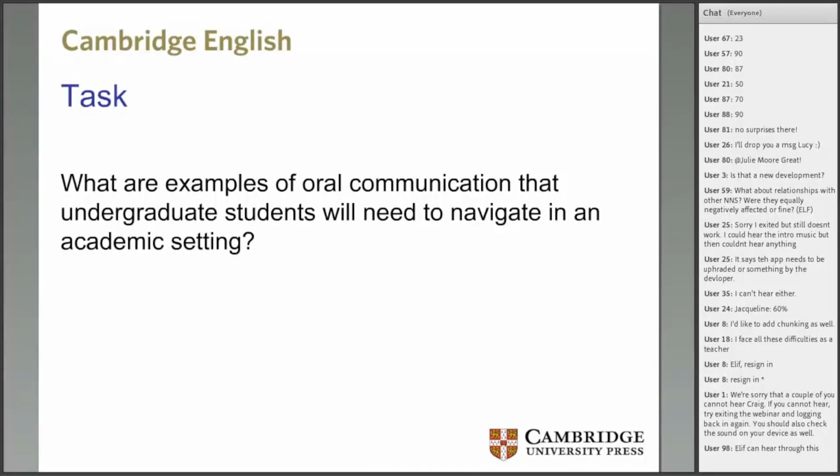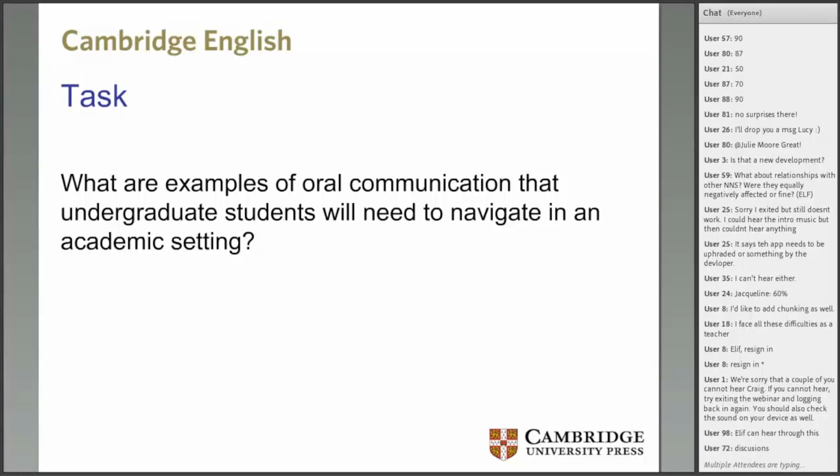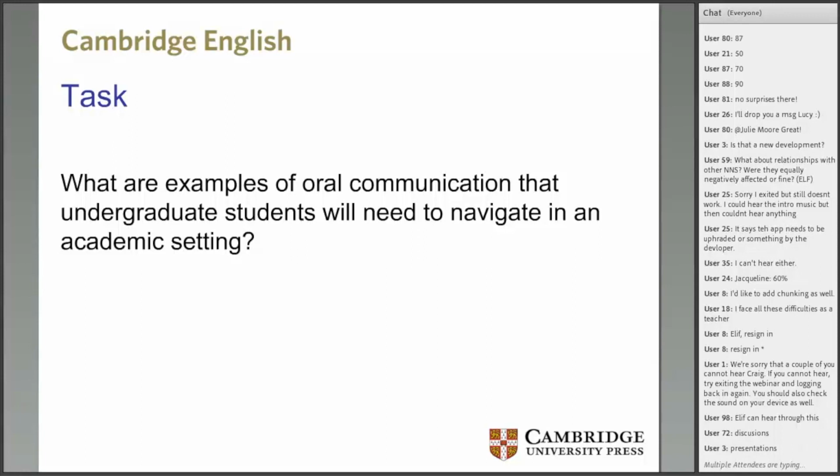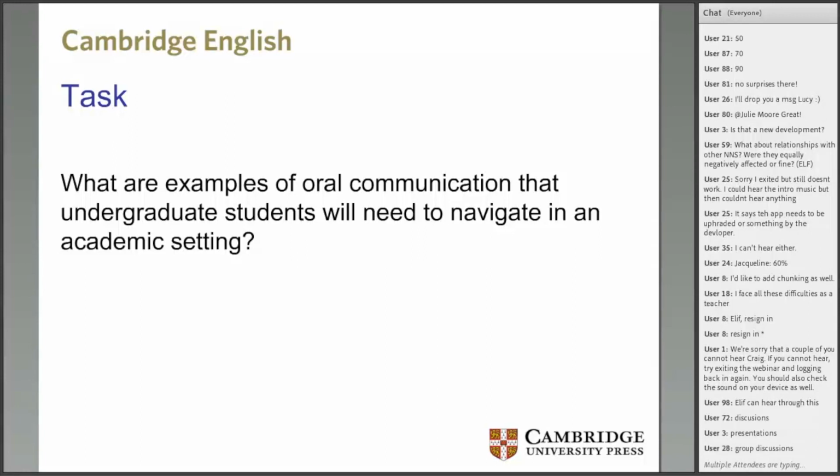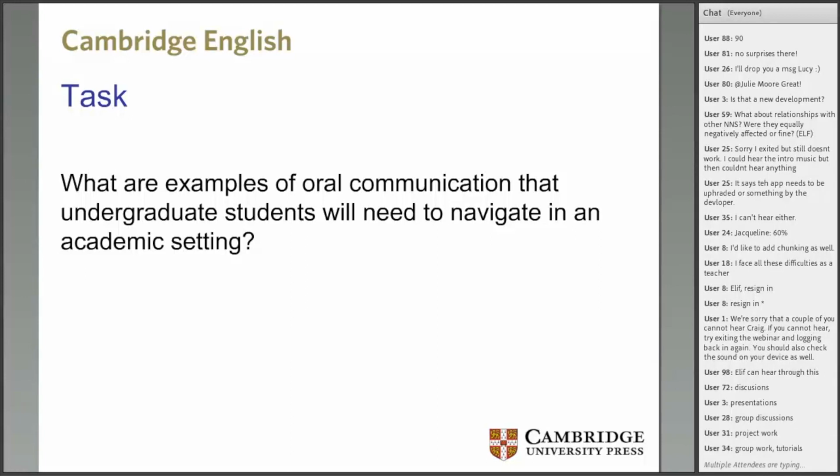Okay, so to try and get an idea of what we might need to focus on in terms of pronunciation, I think it's interesting to look at what kinds of oral communication that undergraduate students will need to navigate in an academic setting. So what I'd like to do is a kind of brainstorming, if that's okay. If you could type into the chat any examples, any ideas of the kind of speaking that EAP learners are going to need to do once they graduate onto a program, an academic program, an undergraduate program, or maybe postgraduate program.